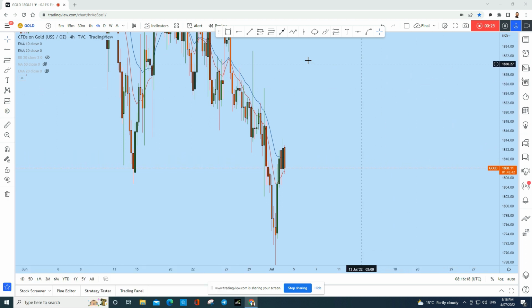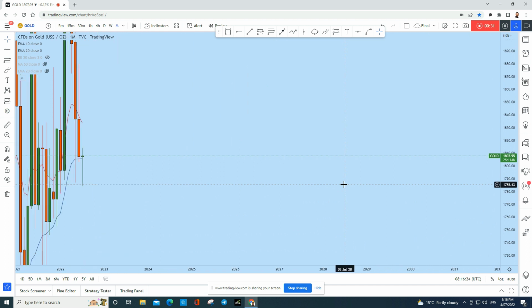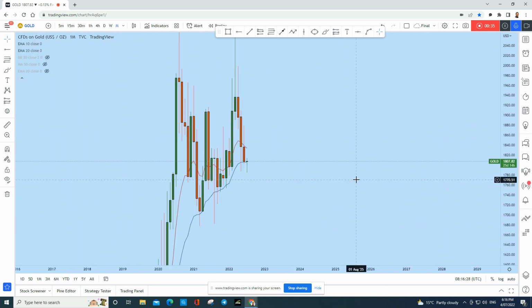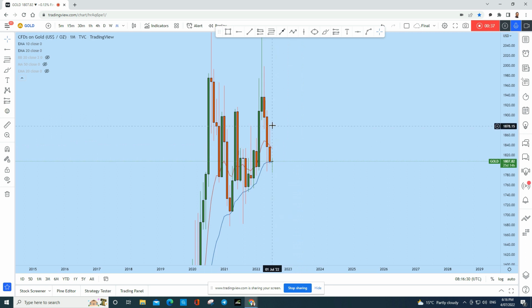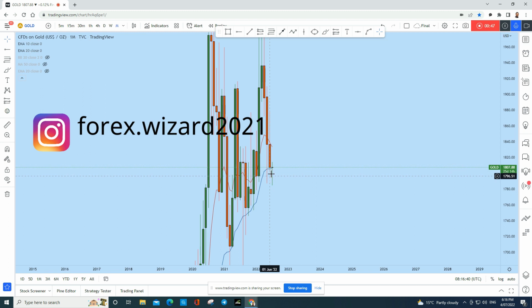Starting with the bigger picture, let's look at the monthly time frame to see how the market is doing. This is the monthly chart. As you can see, gold's previous monthly candle is a bearish candle. As soon as the monthly candle closed, we saw primarily a break to the downside, and then the price went above for a retracement to the upside.